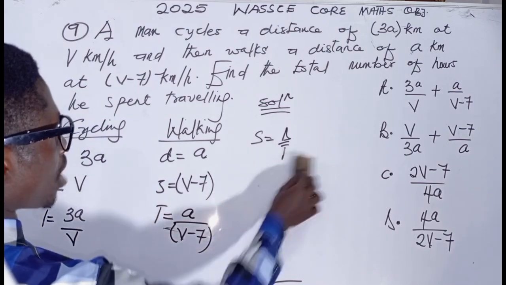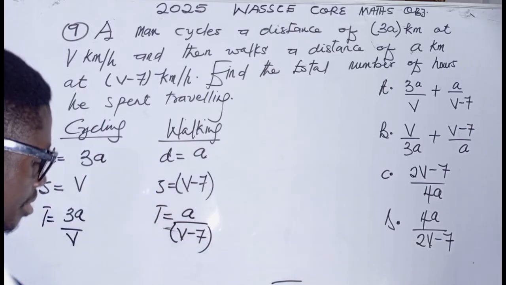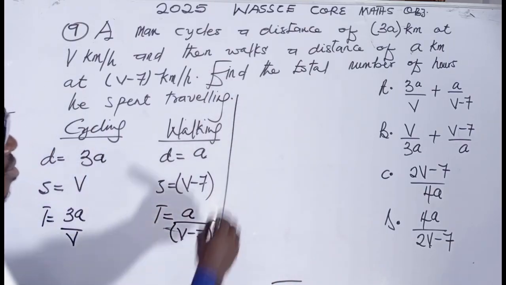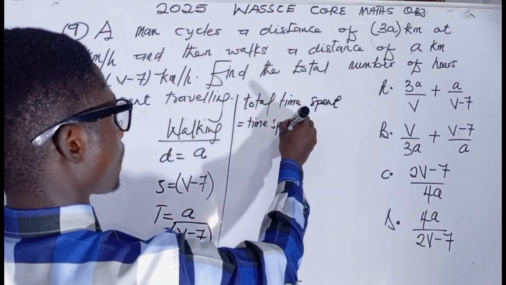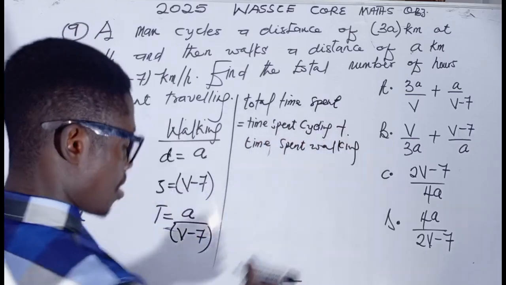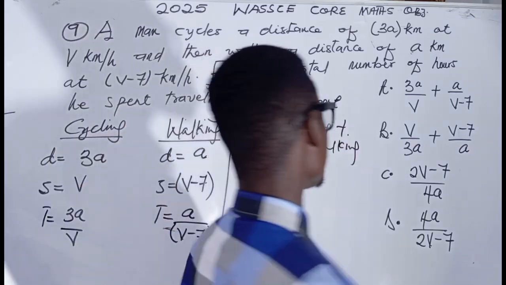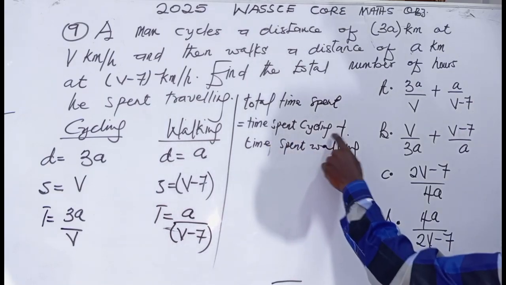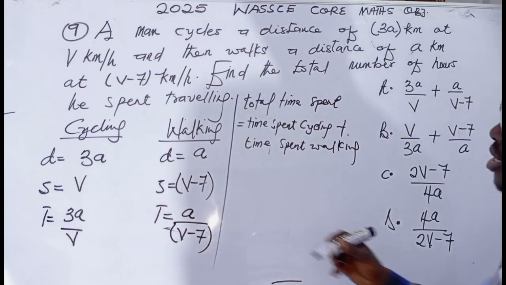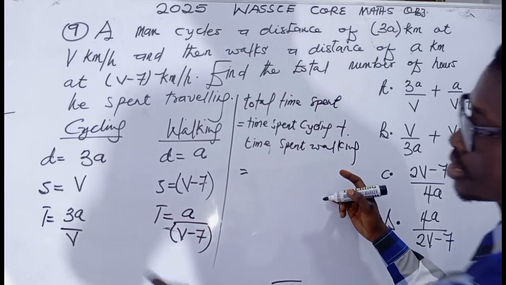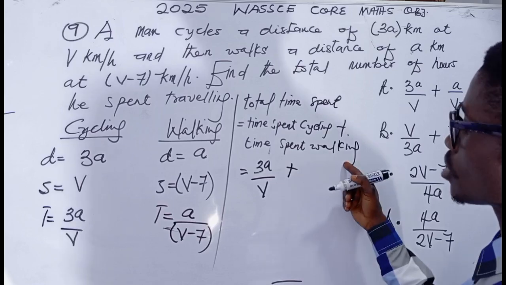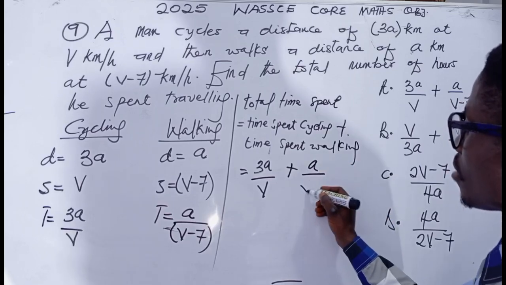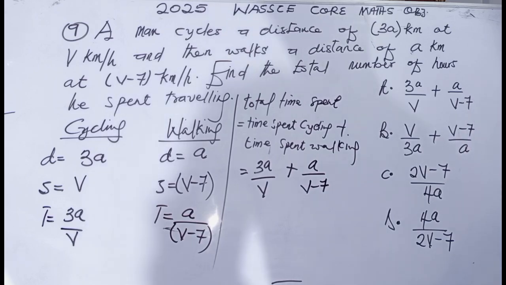Now to find the total number of hours spent traveling, that is the total time, we are just going to add these two times together. So to find the total time spent traveling, we add the time spent cycling and the time spent walking. We have time spent cycling, 3a all over v, plus time spent walking, a all over v minus 7. So this is the total time spent traveling.